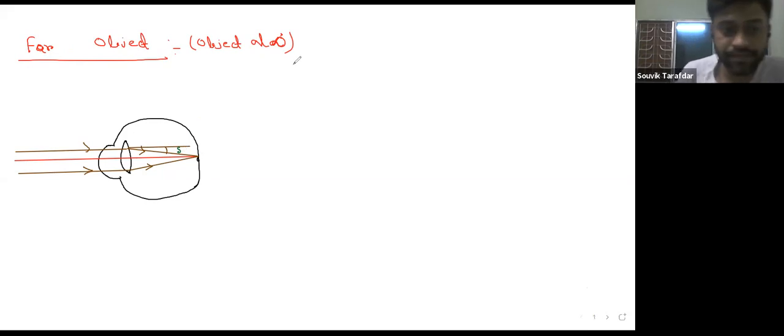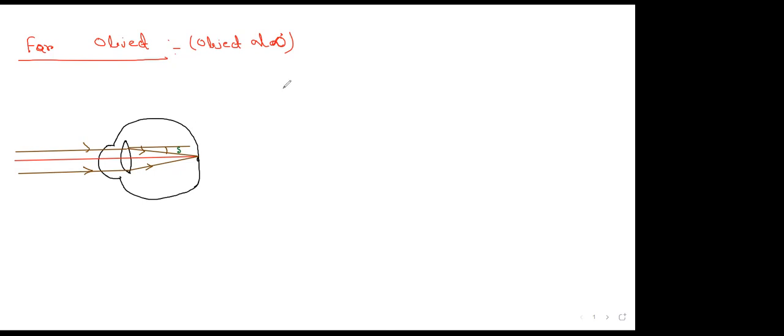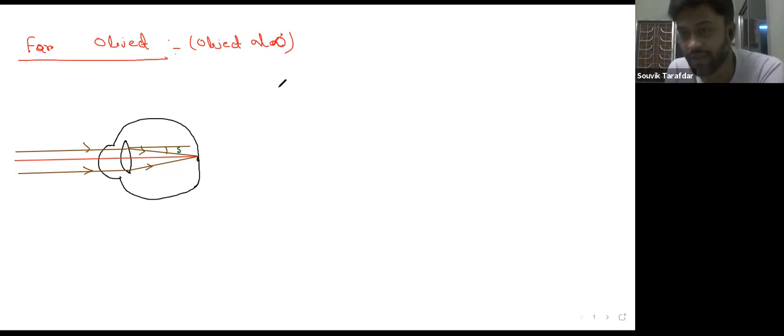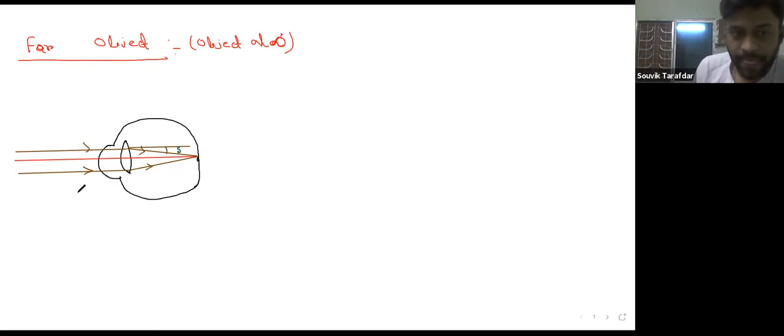Now, I will show you a few things. Do you know the formula for finding power? P is equal to 1 by f. And 100 by f is when? P is equal to 100 by f when f is in centimeters. And it is 1 by f when f is in meters. Okay, remember this.